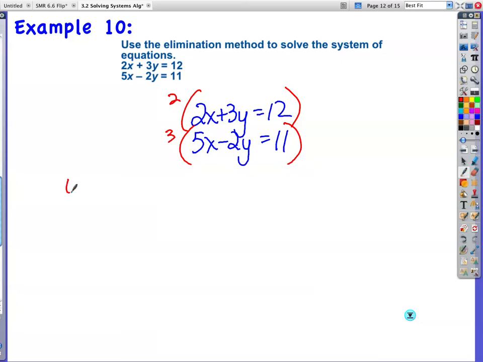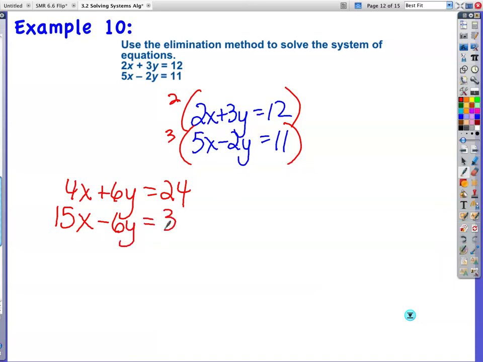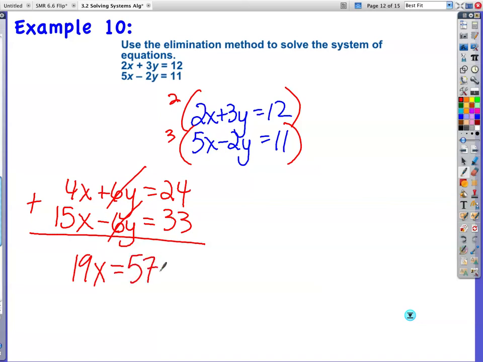So 2 times 2x is 4x. 2 times 3y is 6y. 2 times 12 is 24. I have more kids forget to take 2 times whatever is over here, so make sure you do that. 3 times 5 is 15x. 3 times negative 2y is negative 6y. And 3 times 11 is 33. Wow! Negative 6y and 6y cancel out. I got 4x plus 15x, which is 19x, is equal to 24 plus 33, which is 57.